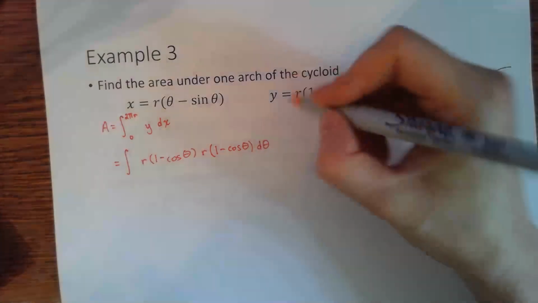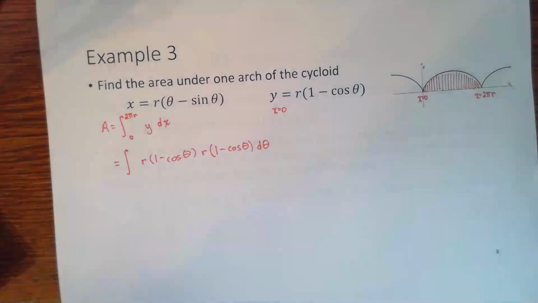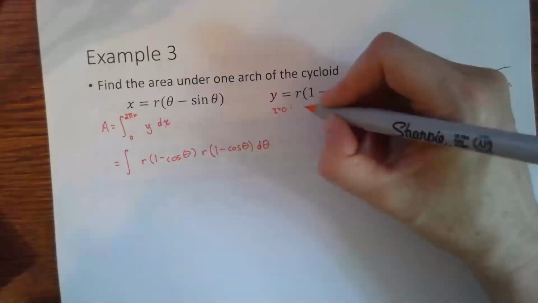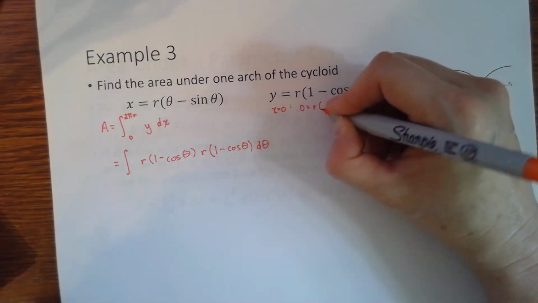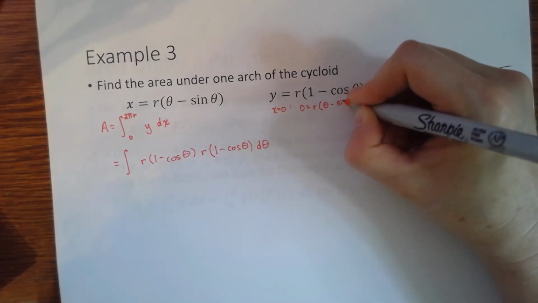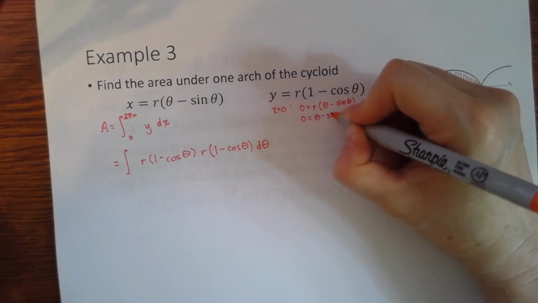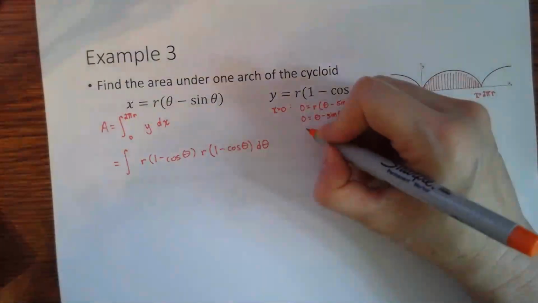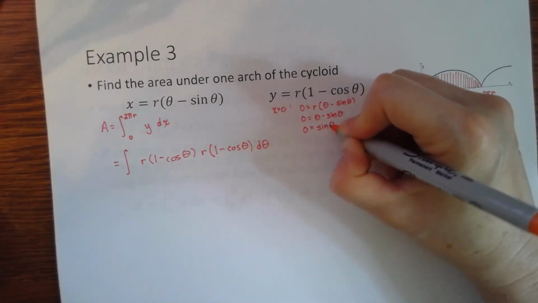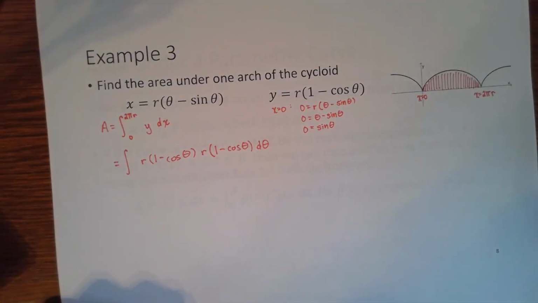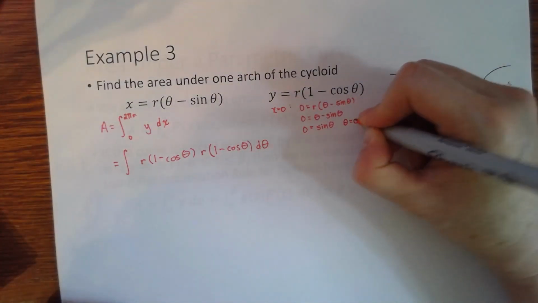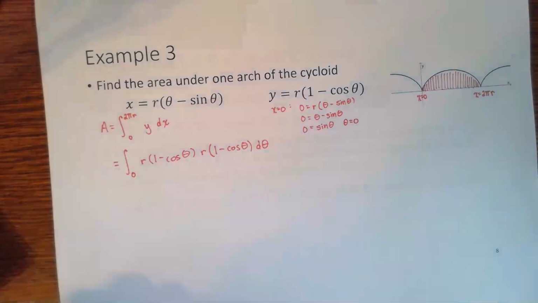Okay, so when x is 0, we need to figure out the theta that would correspond to that. So we would do 0 equals r times theta minus sine of theta, or 0 equals theta minus sine theta, or the angle equals the sine of the angle. If you think about that, the only time that the angle equals the sine of the angle is when the angle is 0. So this gives us theta equals 0, and that will be our lower bound.